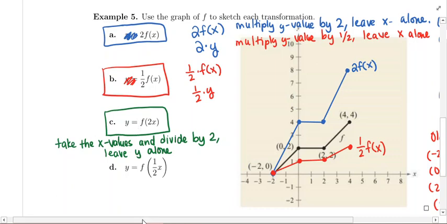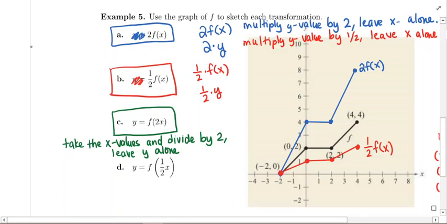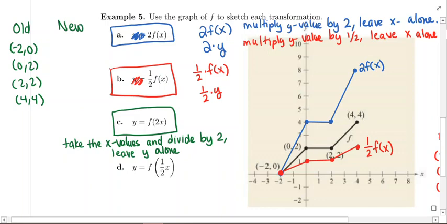Okay, all right, so I'll come out to the side here. I'll do a little thing of new and old points here. So we've got our original points on the black graph. That's going to be -2, 0, and then 0, 2, and then 2, 2, and then 4, 4. We need to see where those guys get transformed if we follow this transformation rule of f of 2x. So let's try it here. The point at -2, 0.